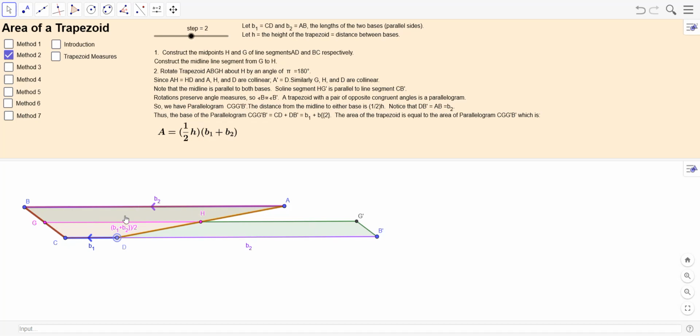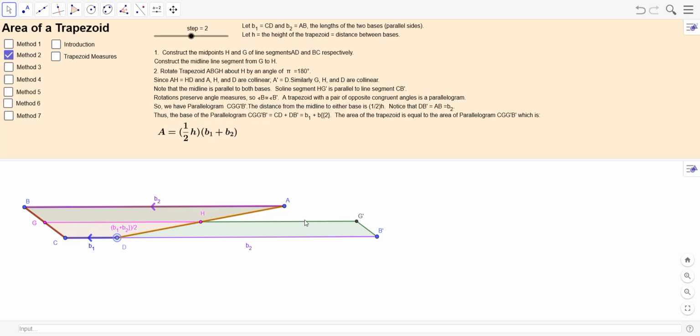Or alternately, there's another way to get this same thing without talking about rotations. For example, we could say just start here at D, go out a distance of B2, start at the midpoint, go out a distance of the average of the bases there. Those are going to be parallel, okay? And then finish this off. We're going to end up getting a parallelogram here. So at some point you have to prove that's a parallelogram.